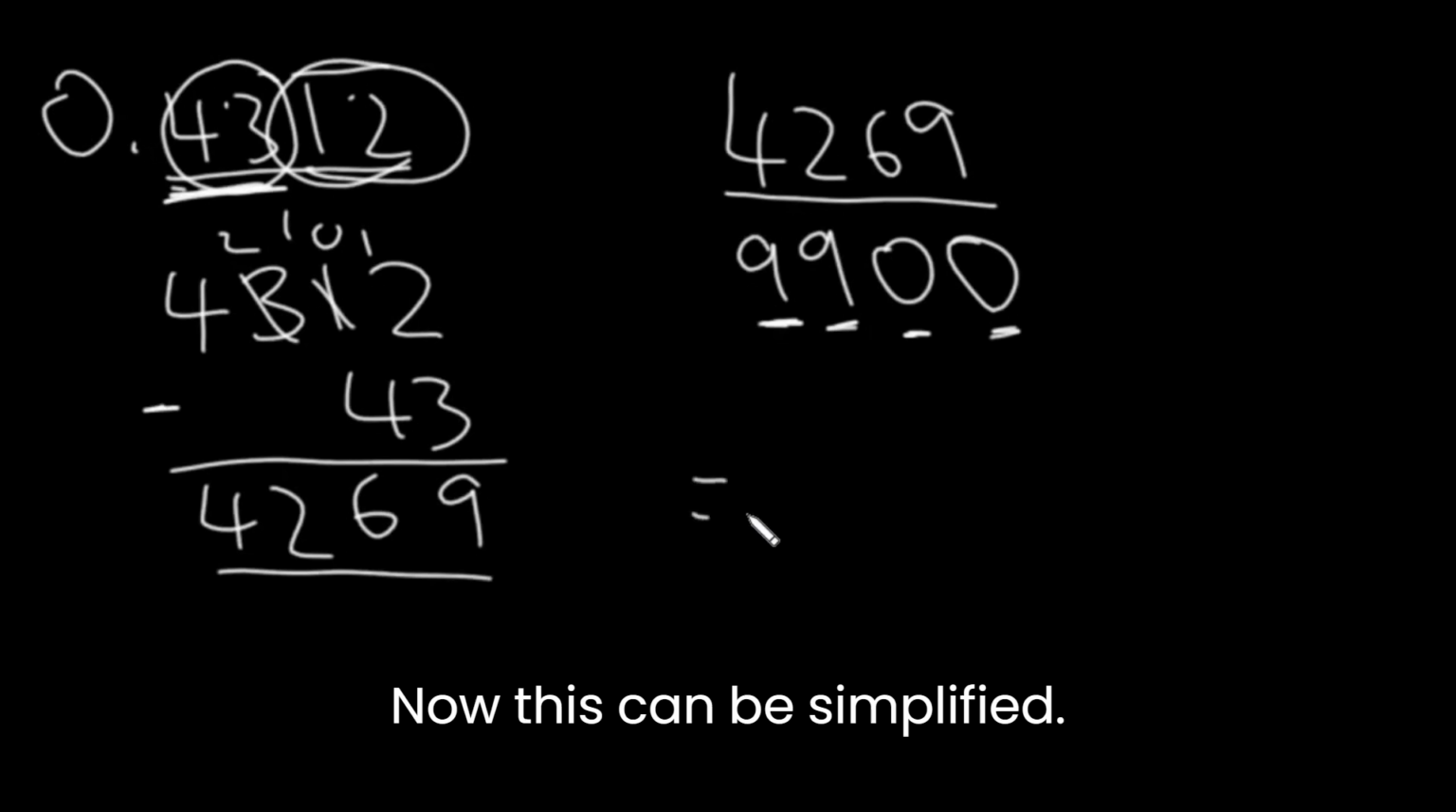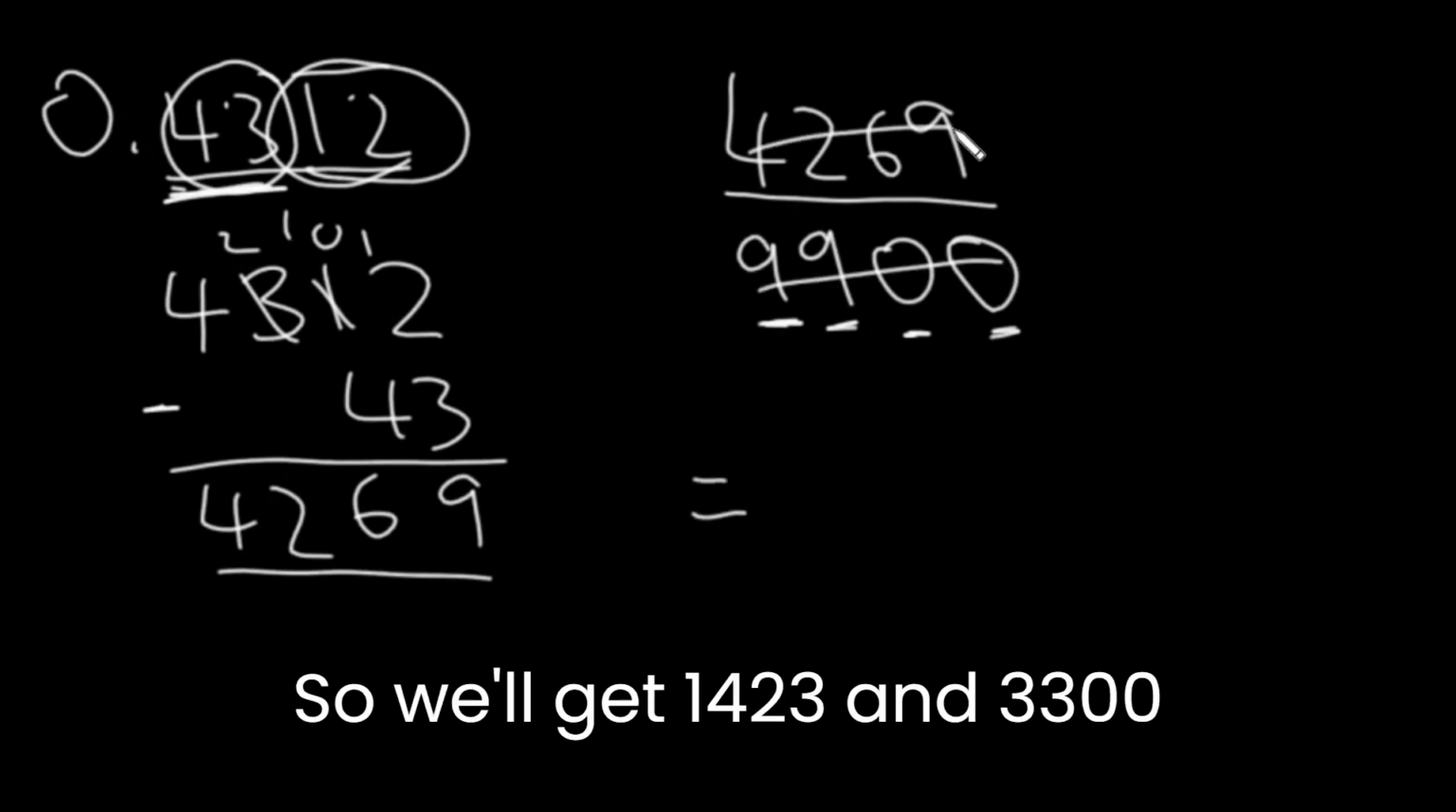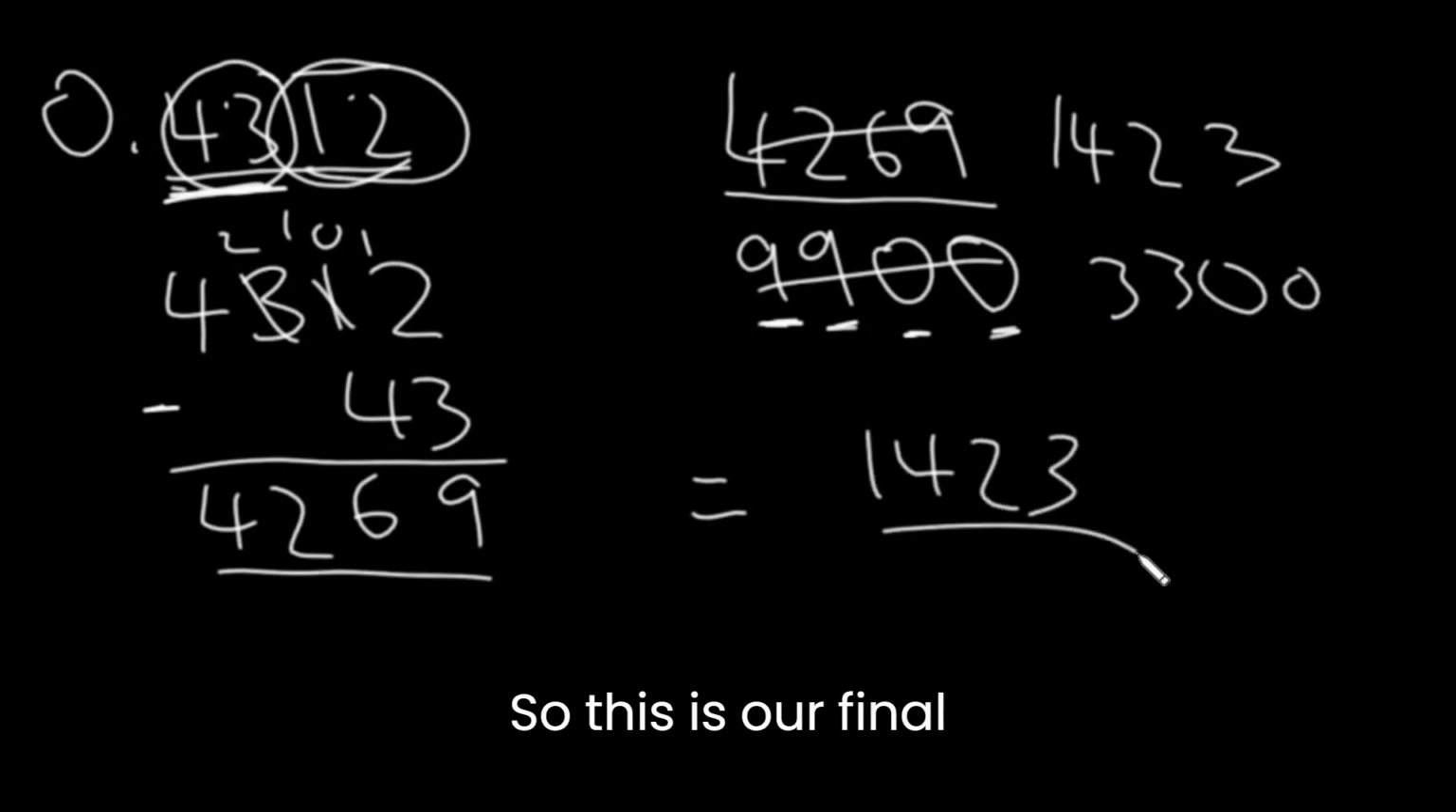Now this can be simplified. We cancel out a 3 in the top and the bottom, so we'll get 1423 over 3300. So this is our final answer.